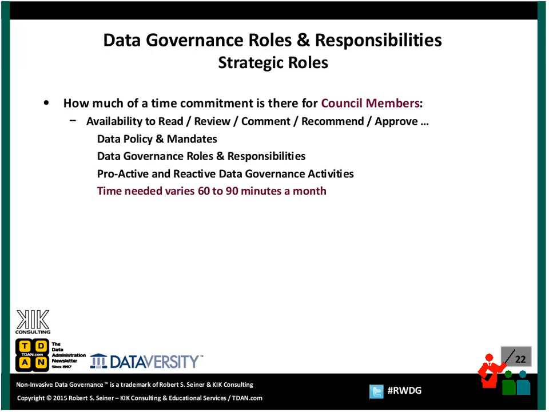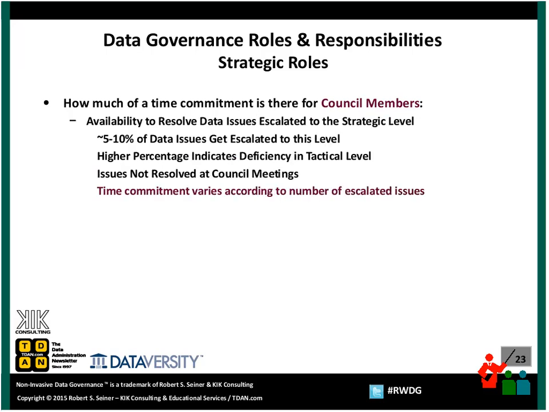So how much of a time commitment? There's also time required for them to read, review, and comment on the things that we escalate to their level to approve, like the policy and the mandates, the roles and responsibilities, all those things I mentioned earlier. And we're going to need maybe 60 to 90 minutes a month for that as well. Basically, after the first several months of the program, you may not have a whole lot of things that need to be reviewed and approved at the strategic level. So it may not always be 60 to 90 minutes a month, but if they can allocate time for the meetings and they can allocate time to review the things that we're going to share with them as part of the program, that's the time commitment that's usually required by the strategic level.